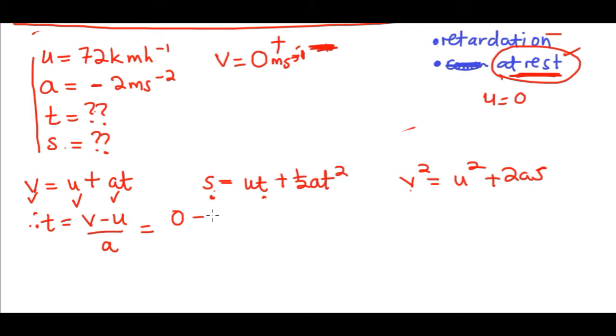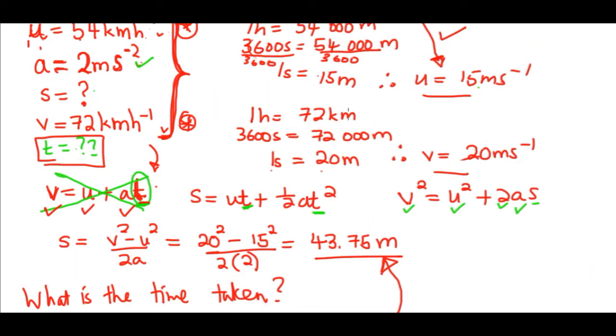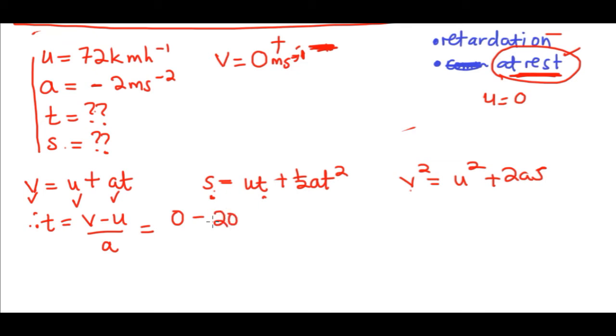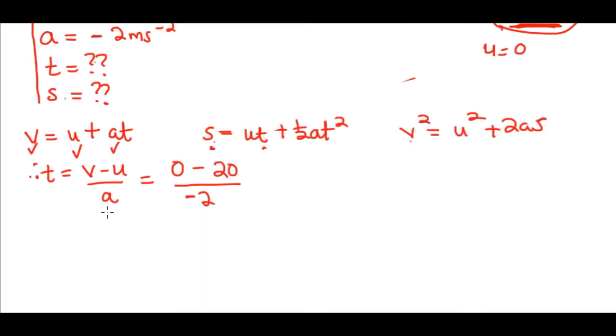Our u was 72 kilometers per hour, but we do not like kilometers per hour. We prefer meters per second. And like we calculated here previously, our 72 kilometers per hour changed to 20 meters per second. So this is just going to be minus 20 divided by our acceleration, which is minus 2, which is another very important point. Our acceleration is not 2, it is minus 2 because there is retardation. So it's going to be negative 2. So this is going to be negative 20 over negative 2. So our time taken is going to be 10 seconds.